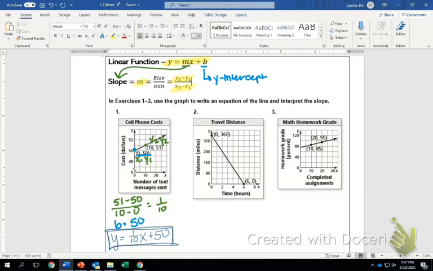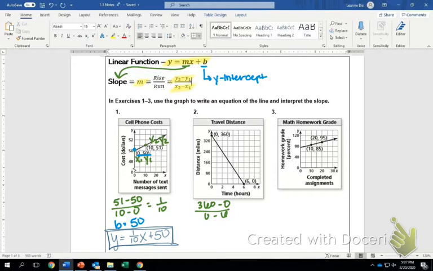Number 2 is the same idea. We're going to take our 2 points and plug them into our slope formula. So we can have 360 minus 0, all of that over 0 minus 6. And it doesn't really matter if you pick the top point as your first point or if you pick the bottom one as your first point. It doesn't really matter. You should always get the same answer, even if you flip it.